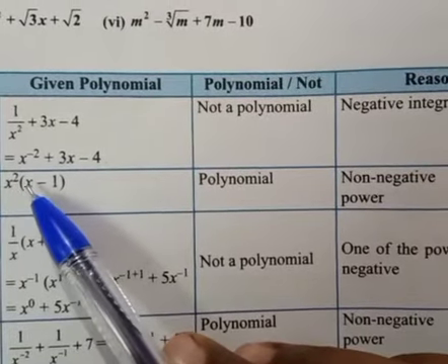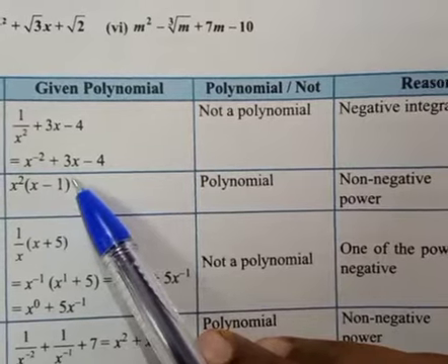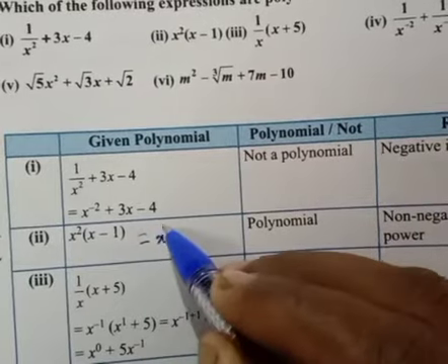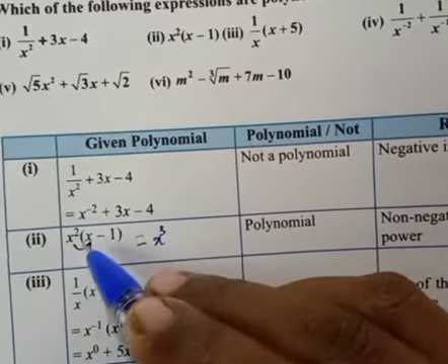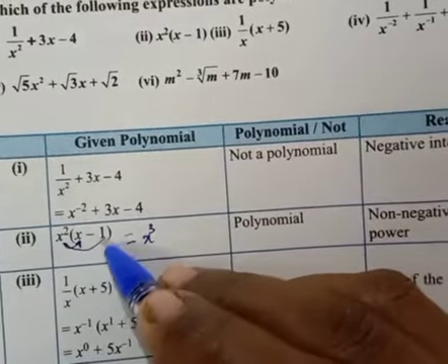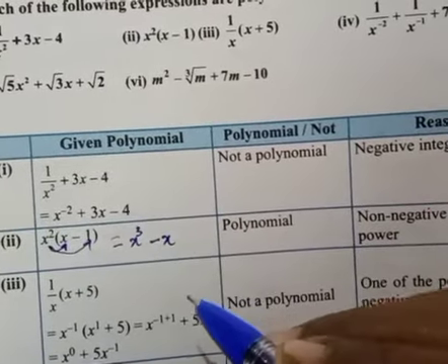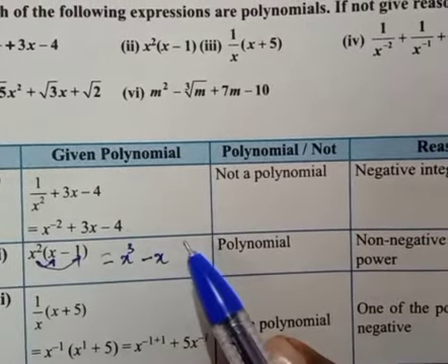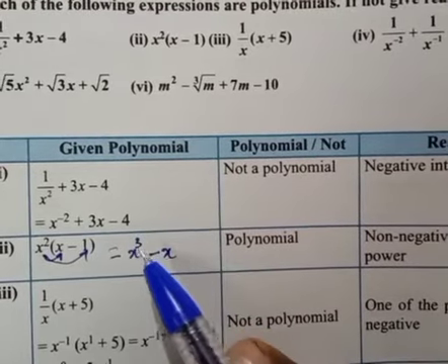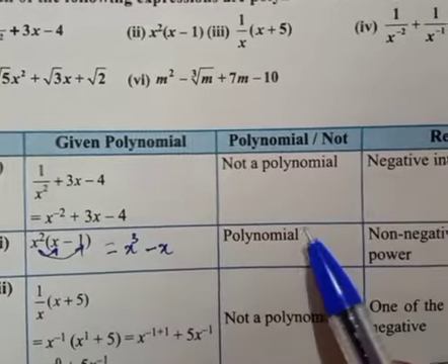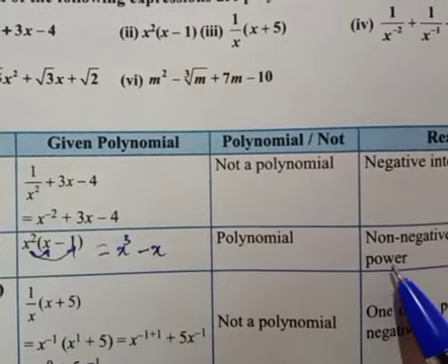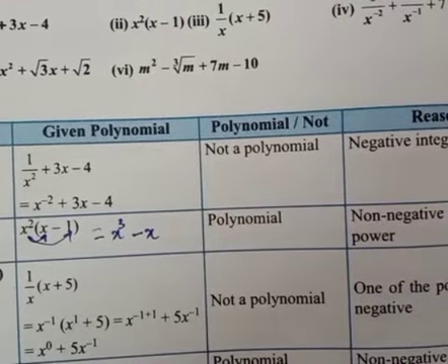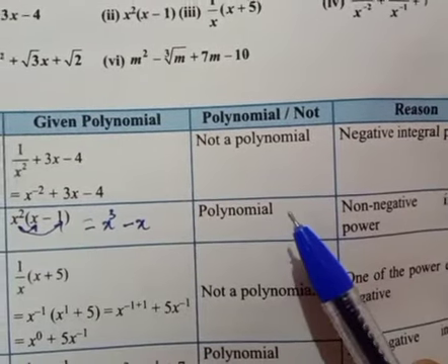Second question, x square into x minus 1. Okay. Suppose you have to rewrite this. You have to multiply these two, x square into x cube minus x. So now you have to check the powers. Is the power negative? No. We have a positive integral power. So it's a polynomial. Non-negative integral power. We have positive power. So that is the reason. What is the reason? Non-negative integral power. So it is a polynomial.